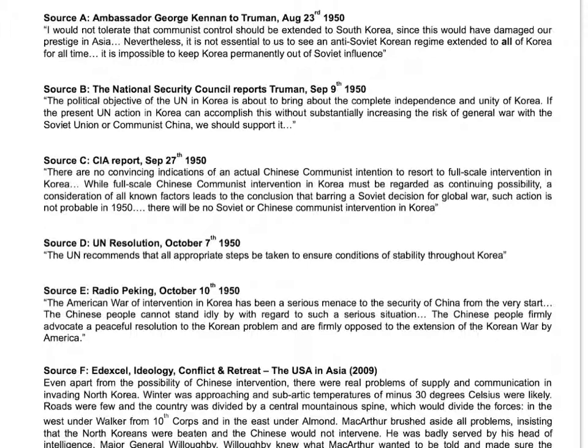Source D, UN Resolution, October 7, 1950. The UN recommends that all appropriate steps be taken to ensure conditions of stability throughout Korea.